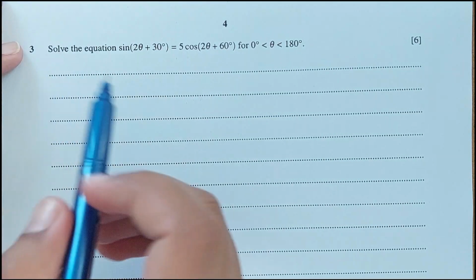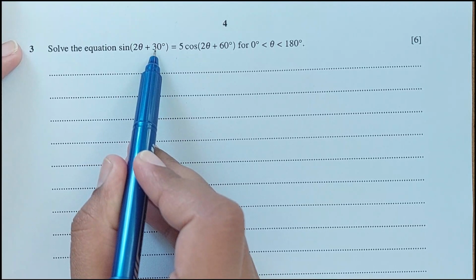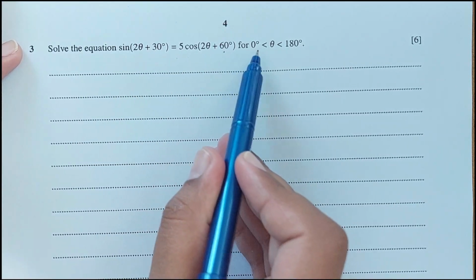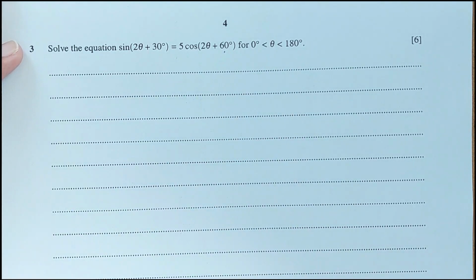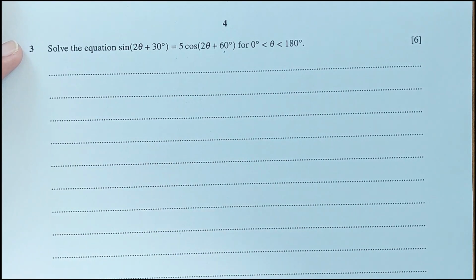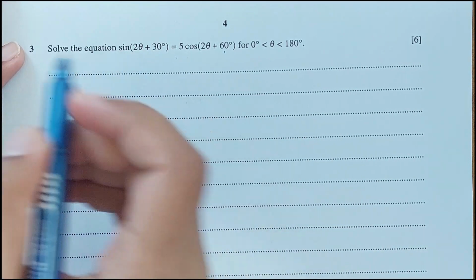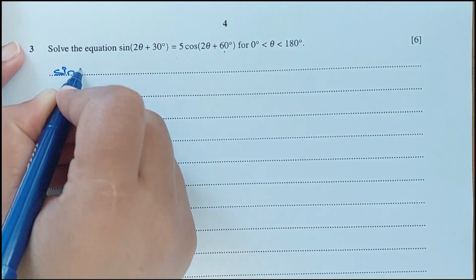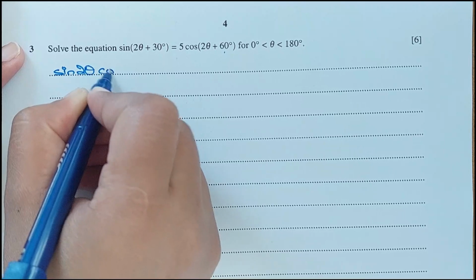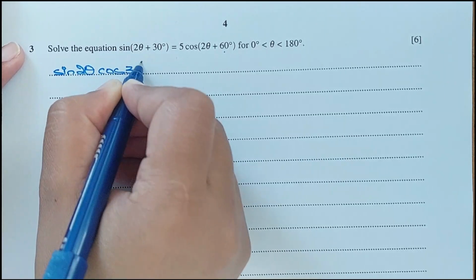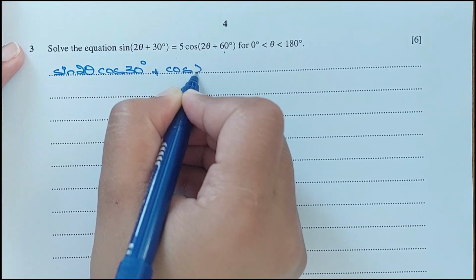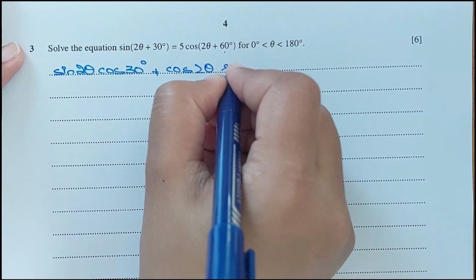Question number 3. Solve the equation sin(2θ + 30°) = 5 cos(2θ + 60°) for θ between 0 and 180 degrees. Let me open the compound angle formula for sin(A + B), which gives sin 2θ cos 30 plus cos 2θ sin 30.